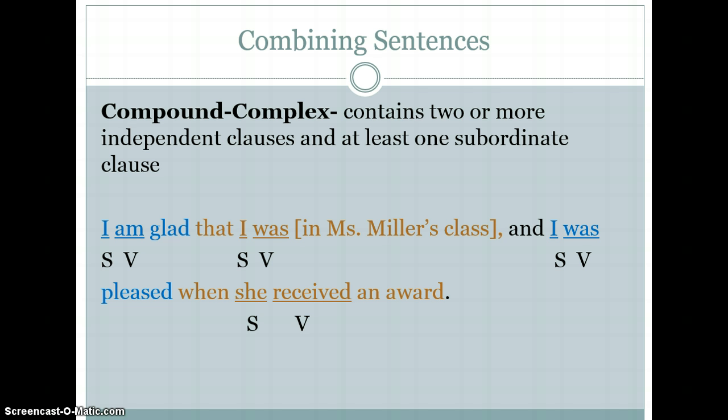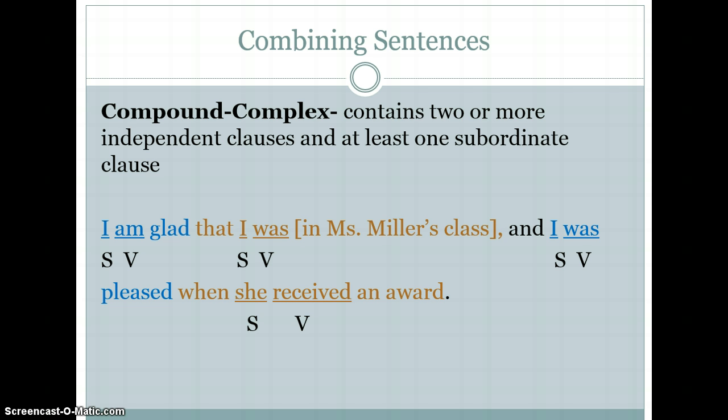One last type of sentences when you're combining them. You could have a compound complex sentence, and that means that it has elements of both. It has at least two independent clauses, which makes it compound, and it has at least one subordinate clause, which makes it complex. This particular example has two of each. So I am glad in blue, that's your independent clause. I was pleased, that's your independent clause. They're put together with and, that makes them a compound sentence.